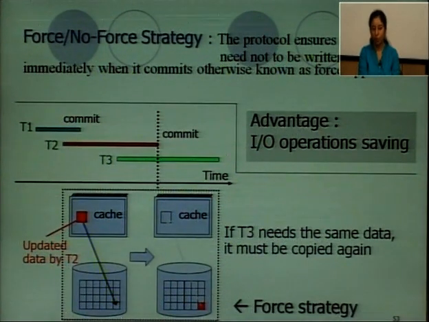Now, the next operation is known as the force and no-force strategy. The protocol ensures a transaction need not be written to disk immediately when it commits, otherwise known as the force approach. Here is again an example on this slide. The advantage is input and output operation saving. Again the cache forwards the data to the next cache and stores it into the buffer. This is known as the force strategy and the force operation.